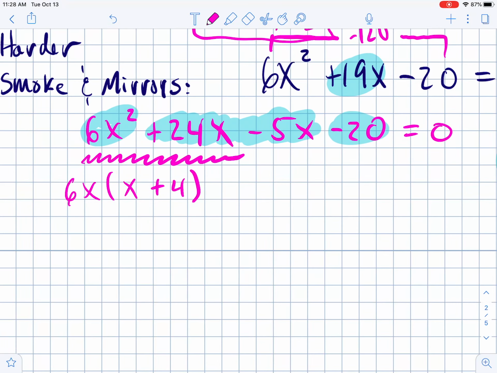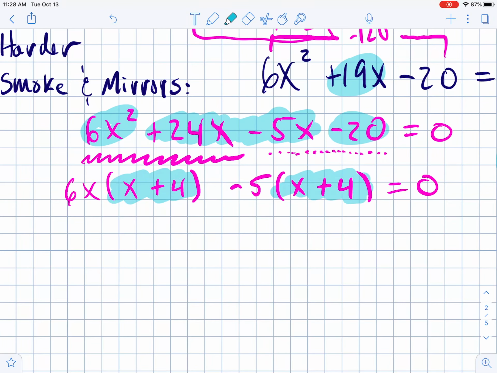So we get 6x, x plus 4. And then if I look at these guys, negative 5x and negative 20, they both have a negative 5 in common. Pulls out nicely. And we get x plus 4 left over. And then, as if by magic, this x plus 4 they have in common. That should happen every single time that you're doing smoke and mirrors correctly.